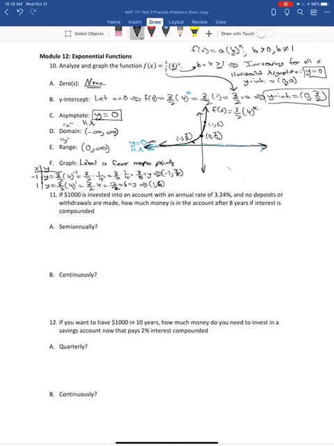It says if $1,000 is invested into an account with an annual rate of 3.24% and no deposits or withdrawals are made, how much money is in the account after 8 years if interest is compounded semi-annually? All right, well, let's look at our exponential model that defines this exponential growth here with compounding periods.